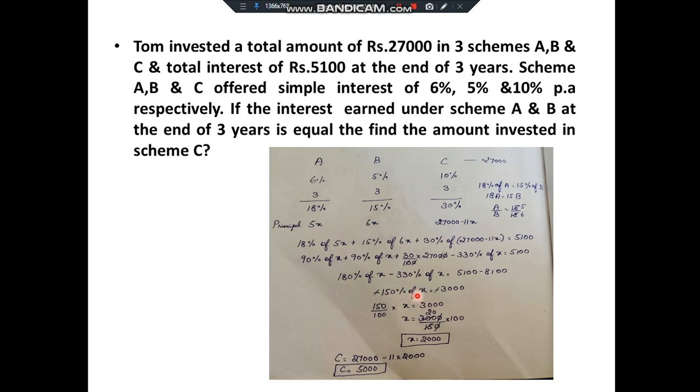So minus 150 of x is equal to minus 3,000. Minus minus gets cancelled. So 150 by 100 into x is equal to 3,000. So x is equal to 3,000 into 100 by 150. So you get x is equal to 2,000. Okay. Now our question is, we'll have to find for scheme C. So 27,000 minus 11 into 2,000, which is 22,000. So 27,000 minus 22,000, you get it as 5,000.